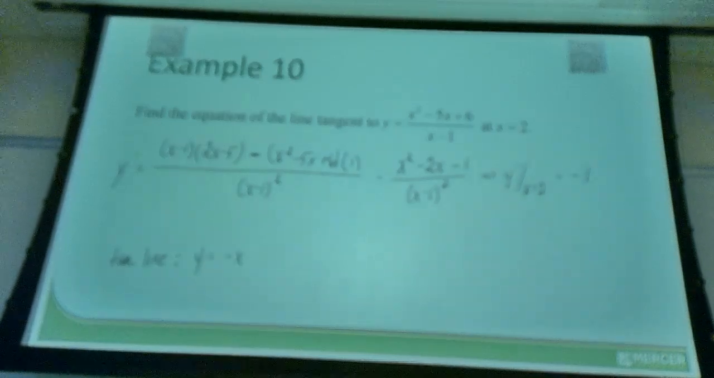Negative x. Y at 2 is 0, right? Yeah. Times, or plus, -1 times 2. Remember, it's minus that, minus a f prime of a. So minus -2 plus 2. There's your tangent line.